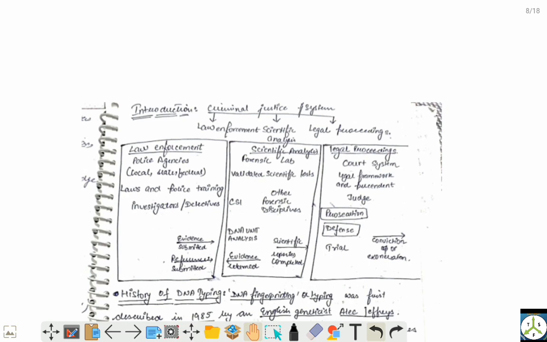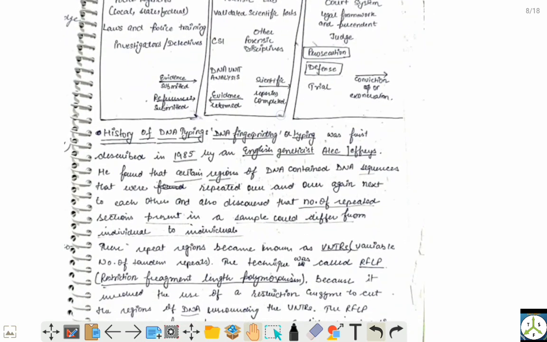First of all, we discuss the history of DNA. Basically, DNA fingerprinting was first described by Alec Jeffreys in 1985. He used a repeated unit over and over again on the DNA, and that repeated unit is known as VNTR, the variable number of tandem repeats, which varies from individual to individual. Clear?